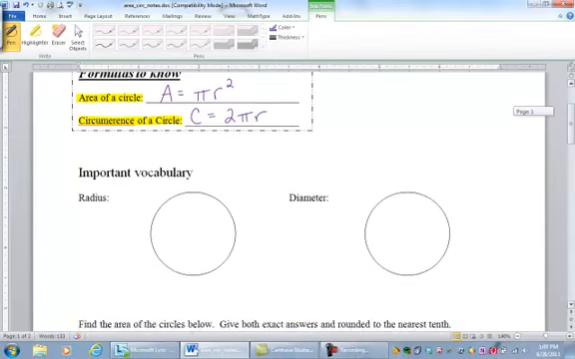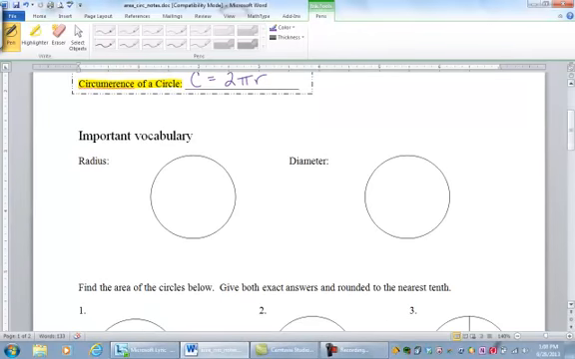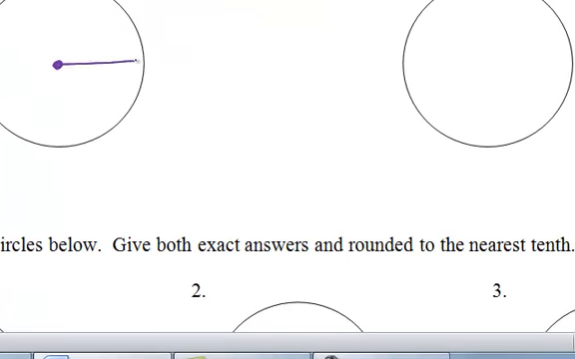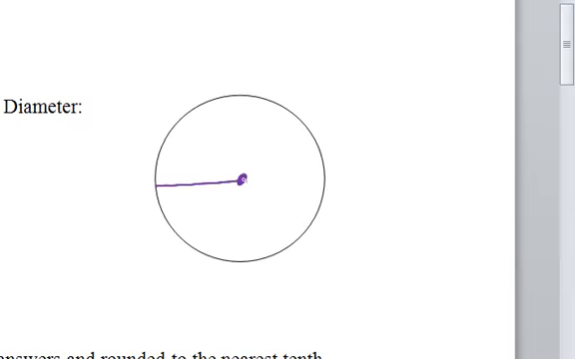So we go down to our important vocabulary section, and you've probably heard the word radius and diameter before, but we want to draw a picture of what they mean, so that when we come to picture problems in our homework and in our quizzes and tests, you'll recognize them right away. The radius goes from the center to the outside of the circle. So let's draw that in and let's label it on our picture. And if you recall, a diameter goes through the center of the circle, and it goes from one side to the other, all the way through. That is what is called a diameter.